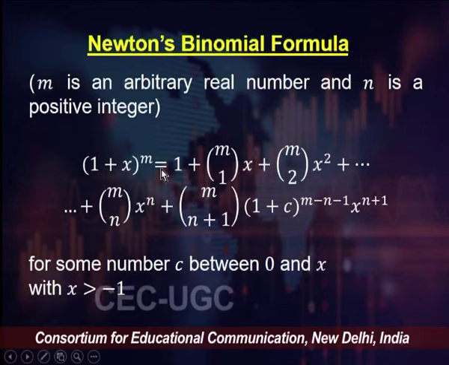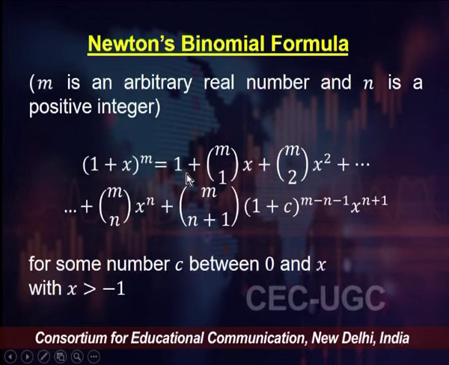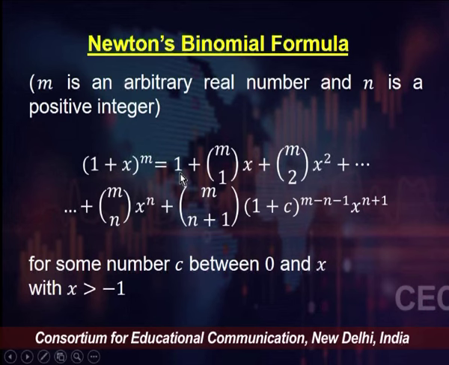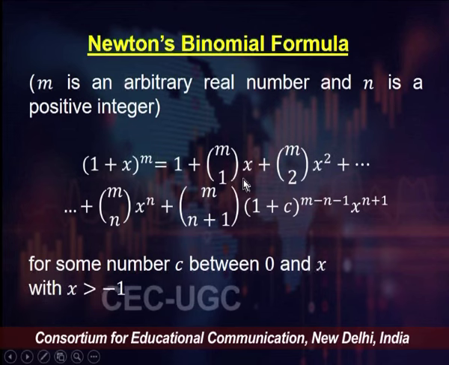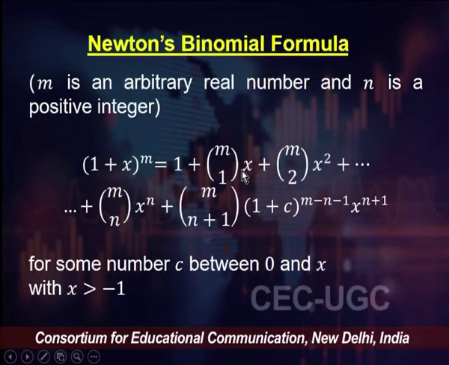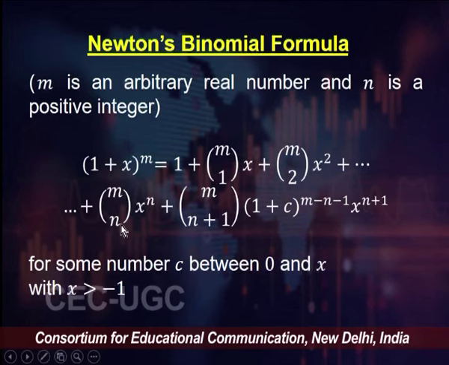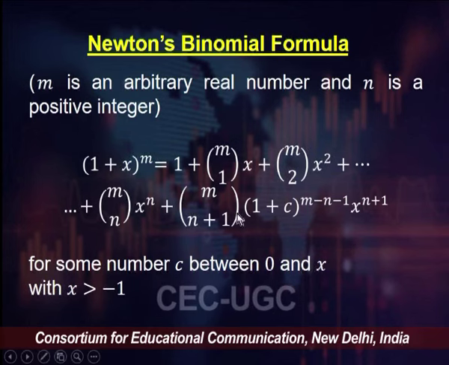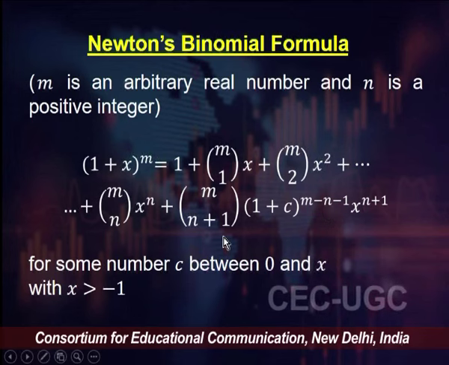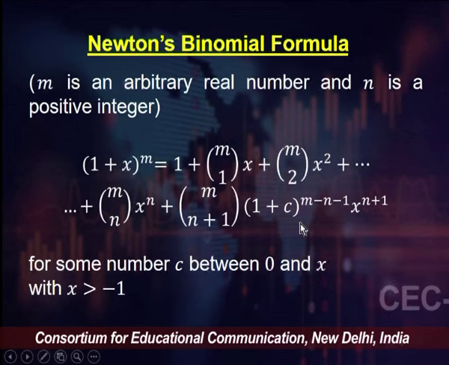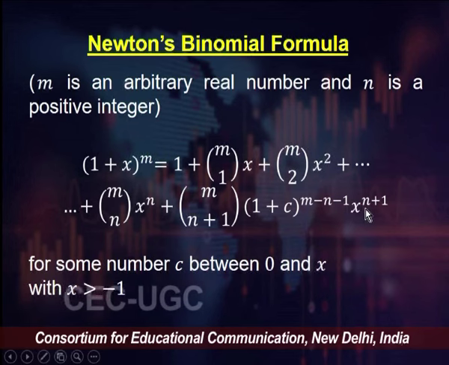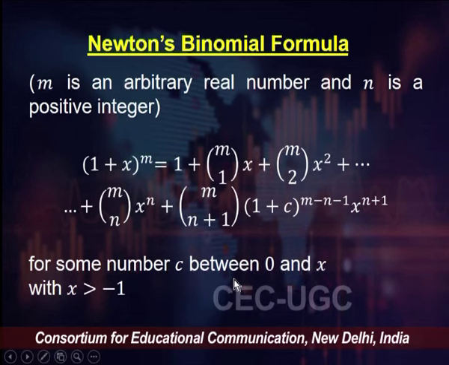So you have (1 + x)^m, which is then written as f(0), which is 1 here, plus we had f'(0), so that's mC1, that was m, if you remember from the previous slides, mC1 times x plus mC2 times x squared and so on till mCn times x to the power n, and then you have the remainder, which is mC(n+1) times (1 + c)^(m-n-1) times x^(n+1). And this c again lies between 0 and x.